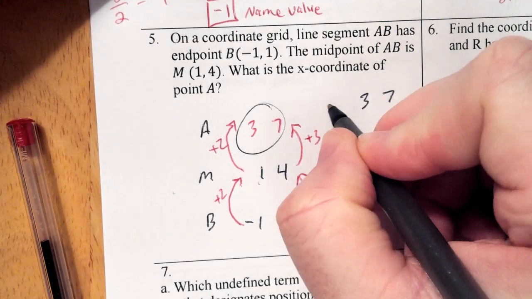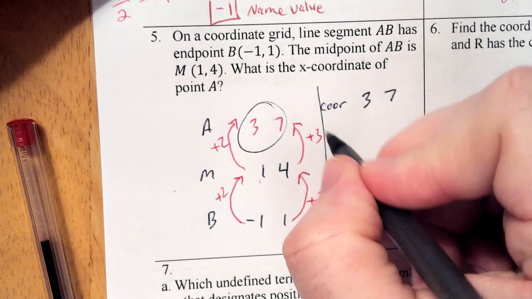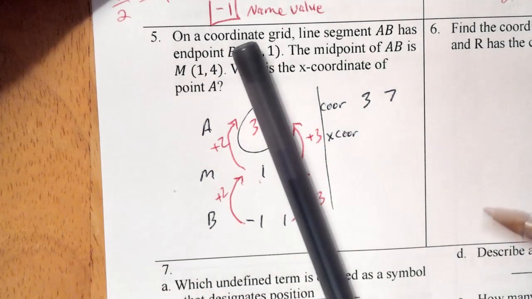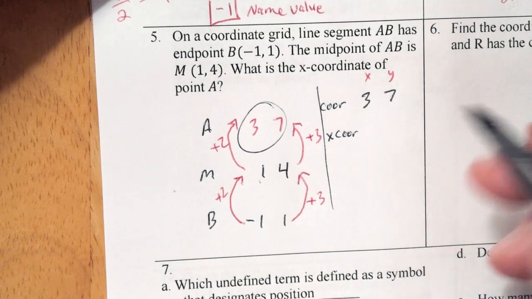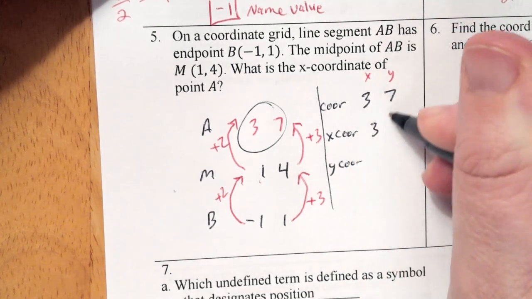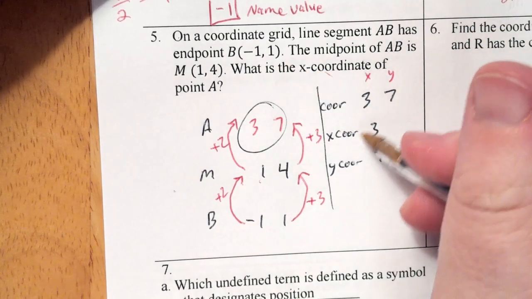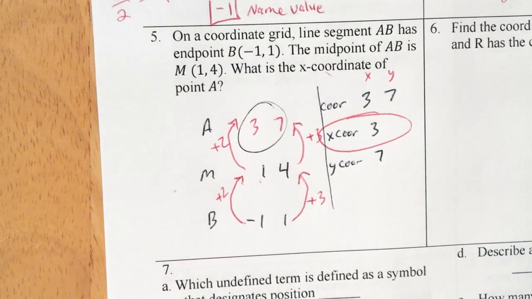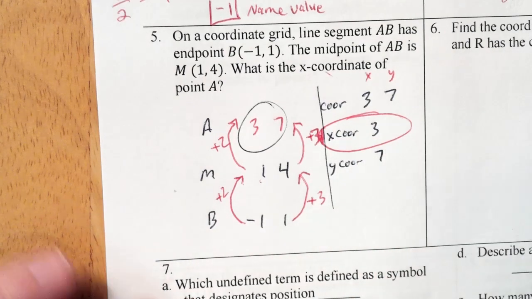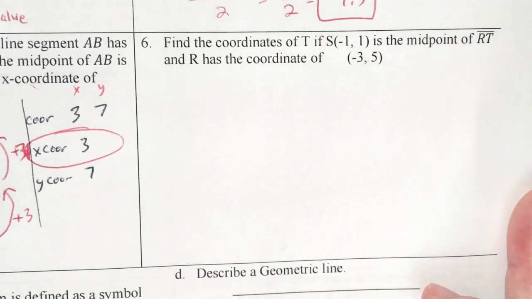So if they asked us for the coordinates, that would be the answer, right? If they asked me for the x-coordinate, if this was my x and this is my y, the answer would have been 3. If they asked me for the y-coordinate, the answer would have been 7. What did they specifically ask for? They asked for the x-coordinate, so the answer was 3, which has nothing to do with this over here. All right, so the answer was 3. Awesome, and that's the answer to number 5. Number 6.